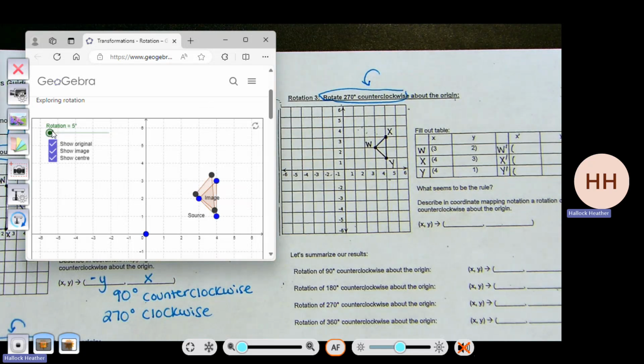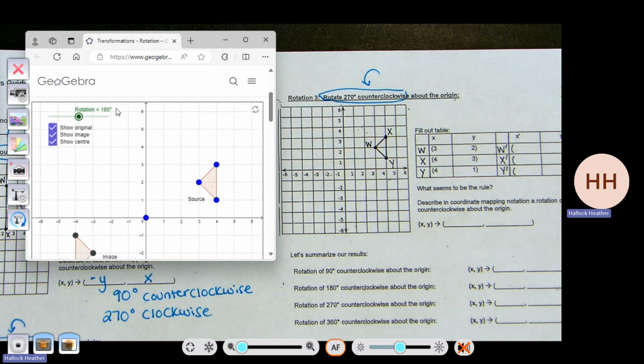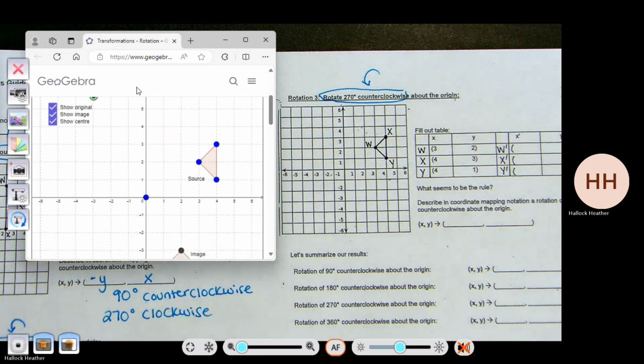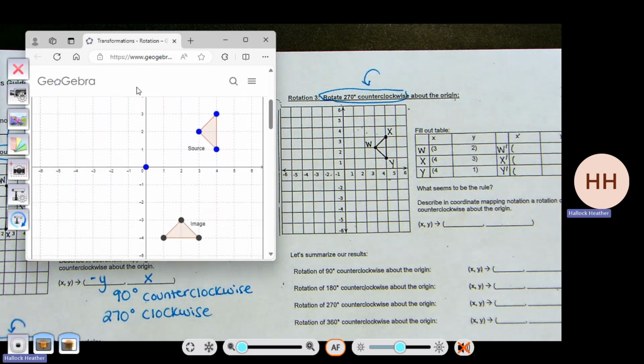So 90 degrees is going to take you to the first corner. 180 is going to take you down below, completely across from you. I wonder if I can show you both. And then 270 is going to take you to the third quadrant down there. Because 270 is 90 plus 90 plus 90. So it moved 3 times.